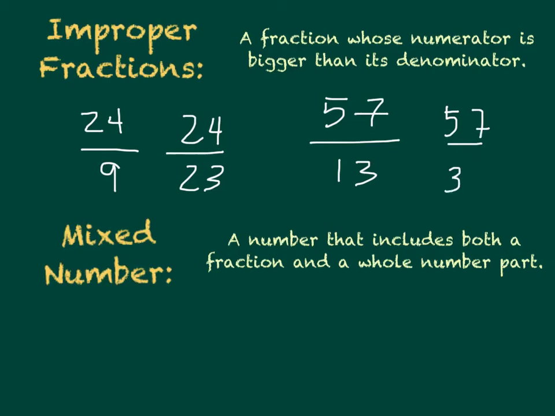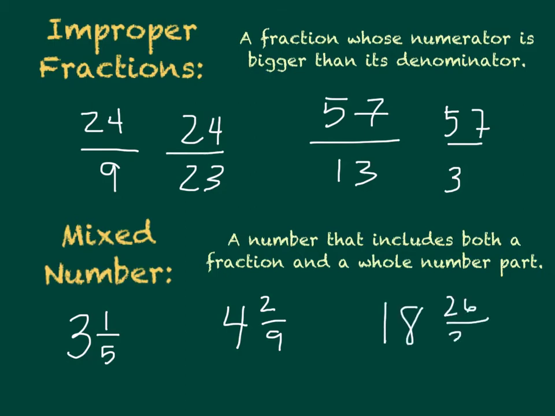When we're looking at mixed numbers, a mixed number is a number that includes both a fraction and a whole number part. So if we have the whole number 3 next to the fraction 1/5, that would be a mixed number. The word mixed comes from the fact that we have both of those parts included. We could have 4 and 2/9. We could have 18 and 26/31, or any combination of a fraction and a whole number.